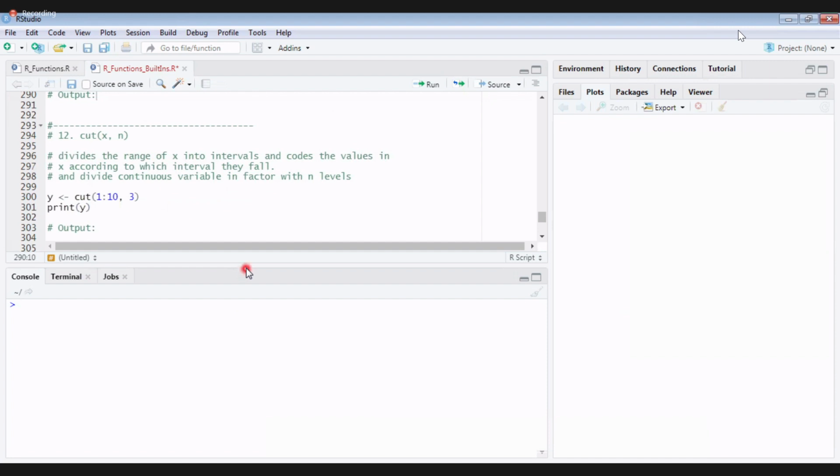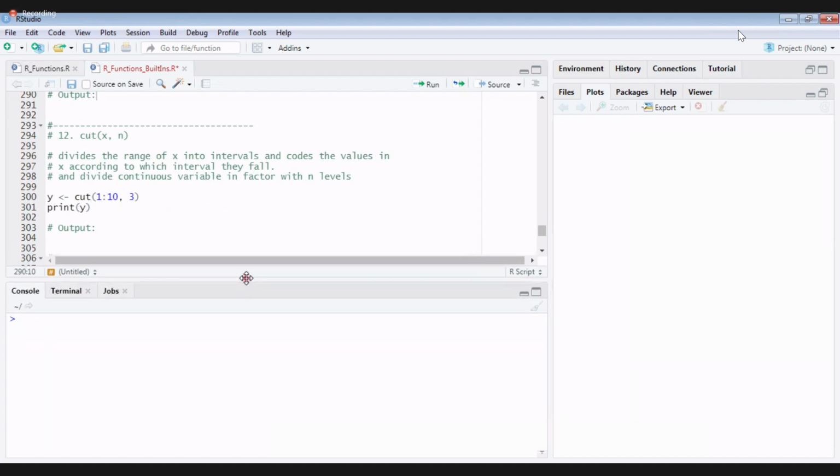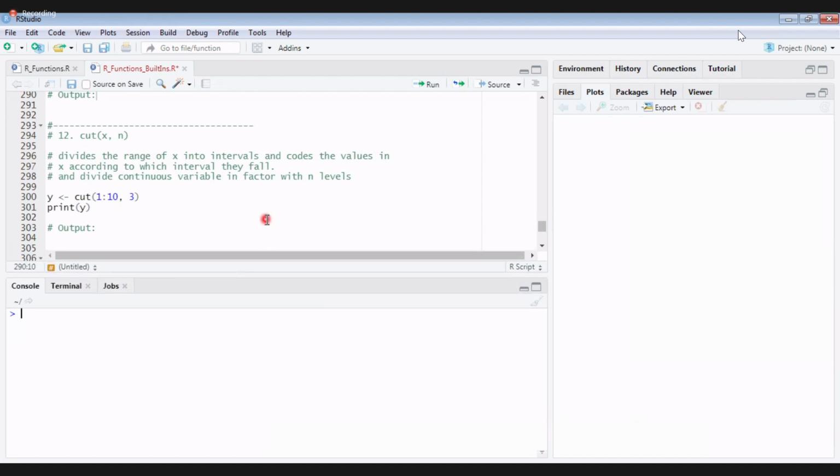Our next function is the cut function. It is a bit tricky one. Try to concentrate and understand. See here. First, I'll read out the definition and we'll see if you can understand anything. Cut divides the range of x into intervals and codes the values in x according to which interval they fall.